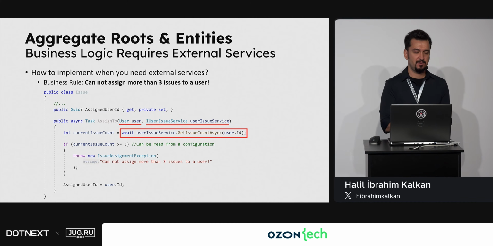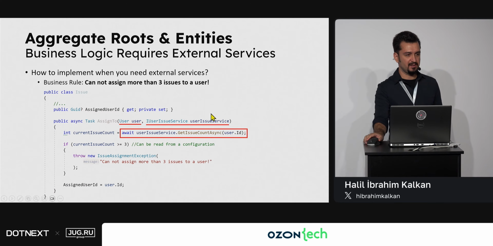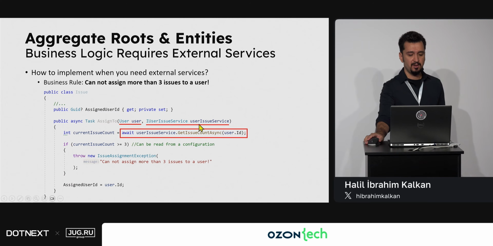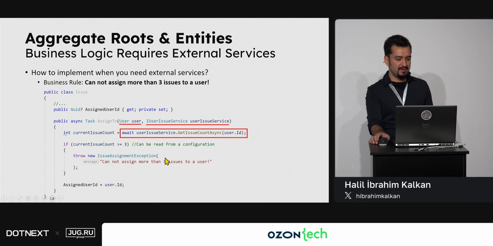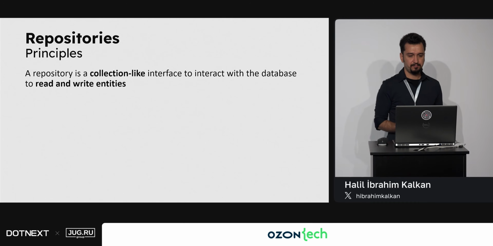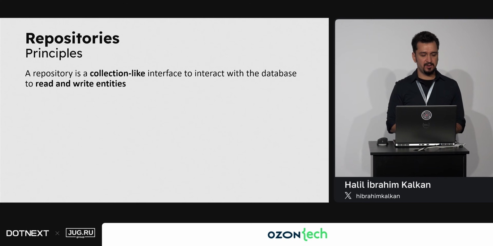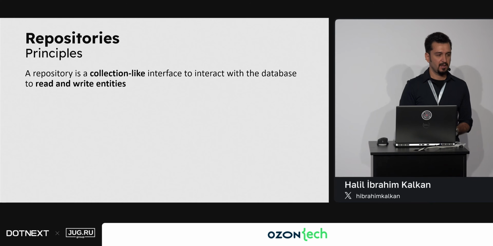Simple rule, but a rule. In this case, an option can be getting the dependent services as a parameter, because we cannot use constructor injection for these services here. However, this is also not suggested too much. An alternative can be creating domain services. We will come to domain services later, but now, after entities, let's continue with the repositories.